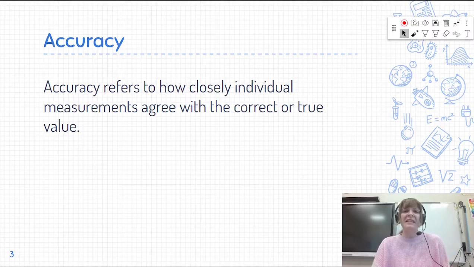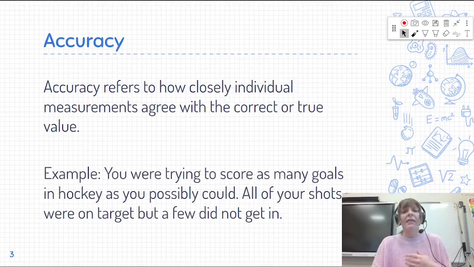So just to give an example of a situation where accuracy applies, let's say you're trying to score as many goals in hockey as you possibly could. If all of your shots were on target, that means that you are pretty accurate, right? You're focusing on the end goal, getting that puck into the net, and you're on target. Now, if some of them didn't get in, that's okay, but you're still pretty accurate.